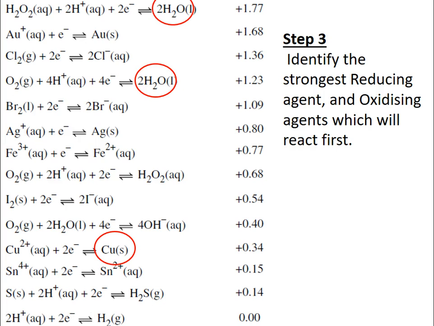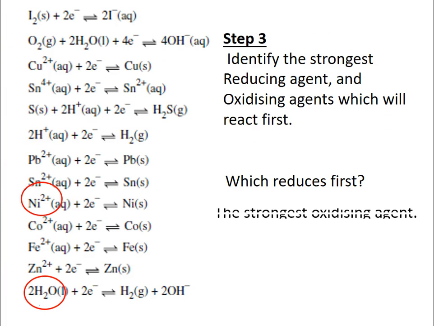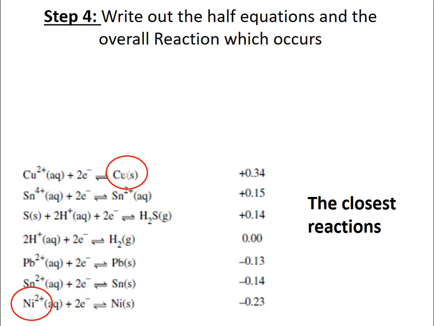So step 3, identify the strongest reducing agent of the ones that you've been given, and then we'll look at the strongest oxidizing agents. So the strongest one's going to react first. So the strongest reducing agent is the lowest. So the copper is the strongest reducing agent, so it's going to oxidize first. And the nickel, the opposite. The higher you go, the stronger the oxidizing agent. So the nickel is the highest, so it's going to reduce first. So you'll notice that these two are closest to each other. They're the choices that are closest.